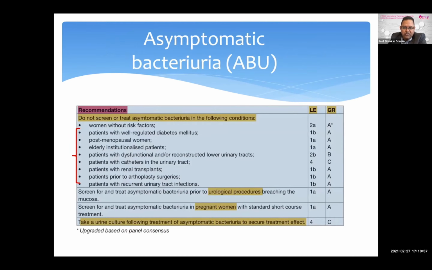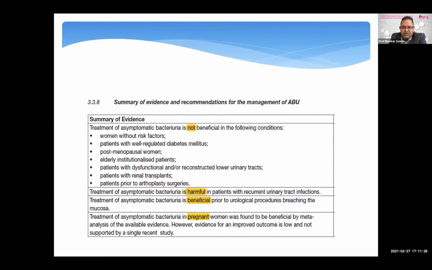Again, the recommendation generally is do not screen or treat bacteriuria in the following conditions: patients without risk factors, well-regulated diabetes, and so on. If the risk factor is very low, and they otherwise have catheters or transplants, you do not have to screen or treat them routinely. However, you must treat them prior to any endoscopic urological procedure and in pregnancy, and the treatment should usually be followed by a urine culture.